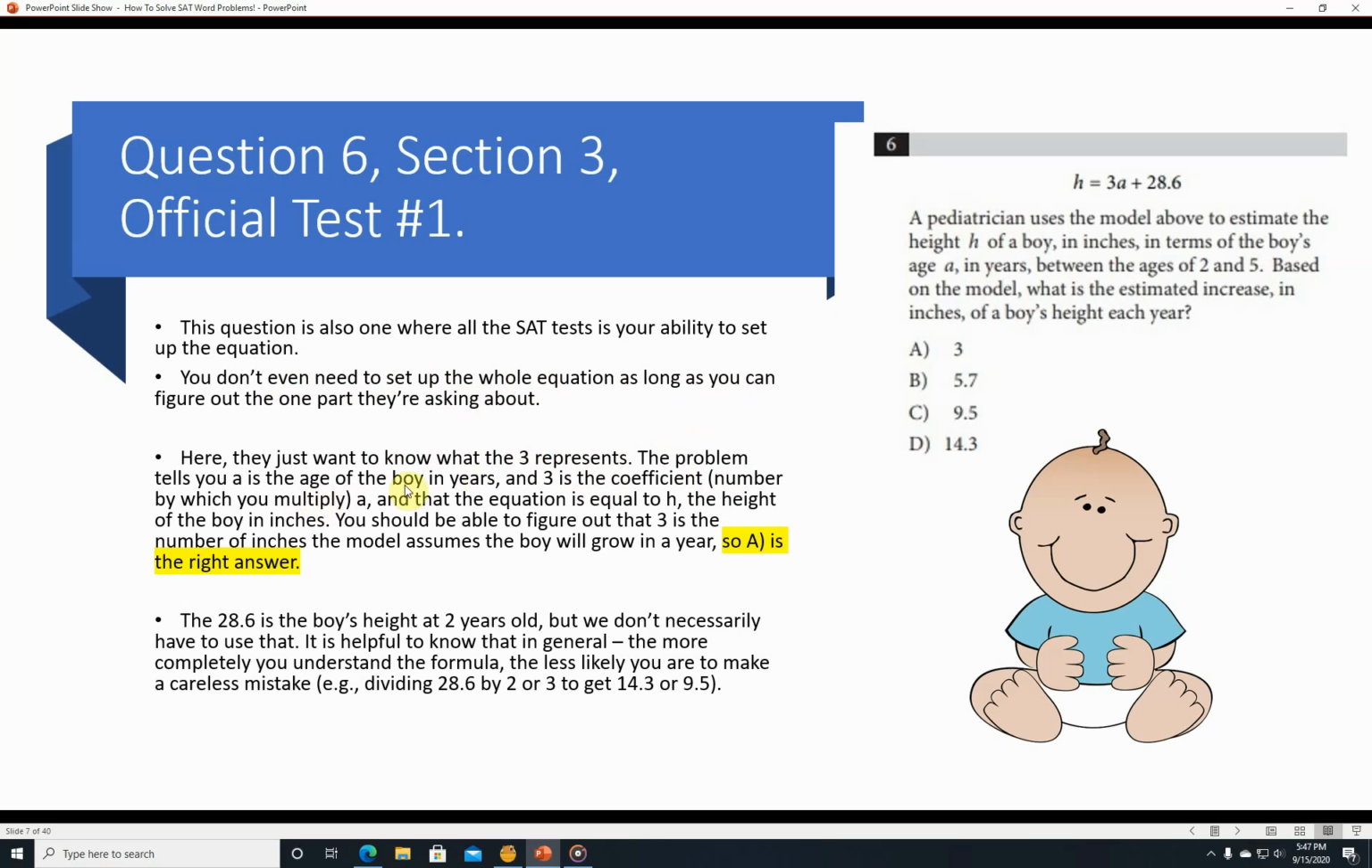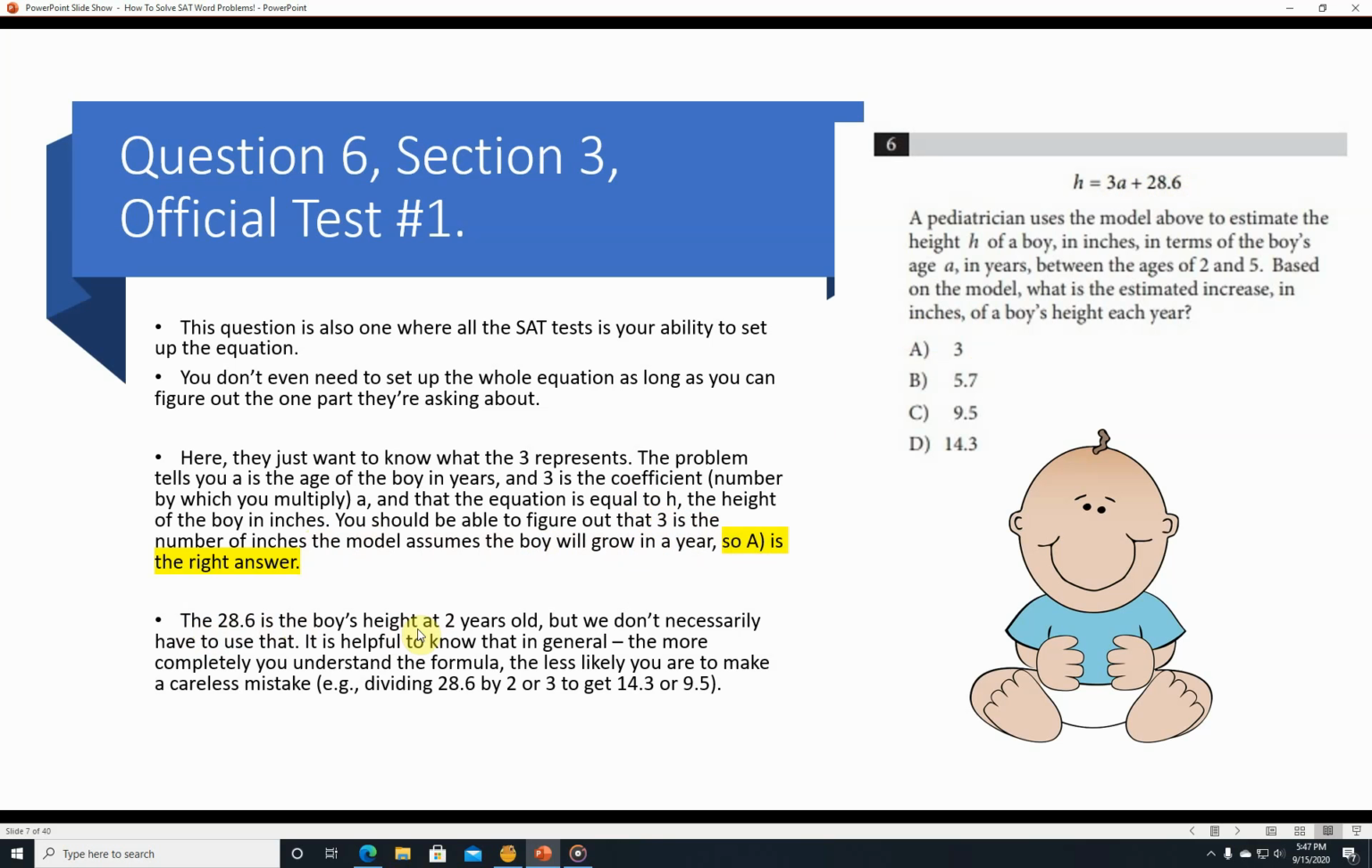So 3 is the coefficient of A, and the equation is equal to h, the height of the boy, in inches. So you should be able to figure out that, okay, if h is in inches, 3a must also be in inches, and probably this is 28.6 inches. So you should be able to figure out that 3 is the number of inches the model assumes the boy will grow in a year. So A is the right answer.